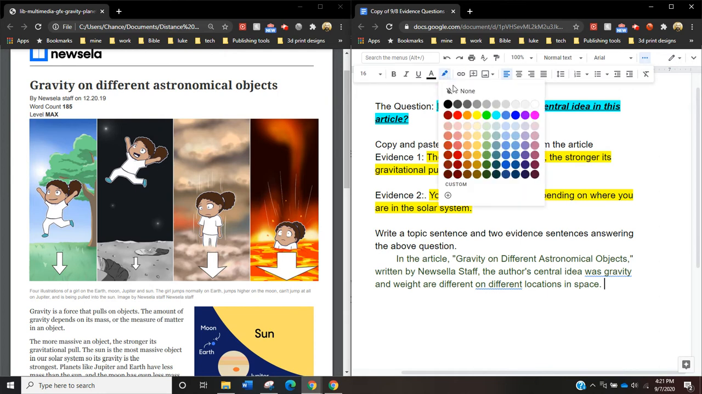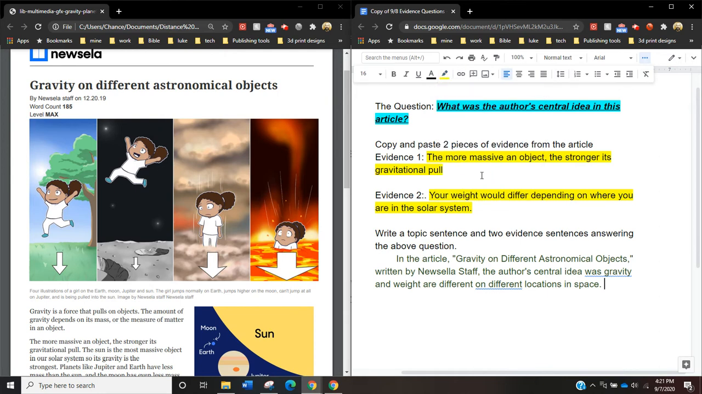Now let's go ahead and write an evidence sentence. Okay, I know for writing an evidence sentence, we're supposed to use a transition, so to demonstrate. Then I need to kind of refer to it. The more mass an object, the stronger its gravitational pull. So when talking about gravity, the author stated, and then I could go ahead and just copy and paste that and put that inside my quote. Copy. Paste. I gotta make sure that's inside those quotation marks. And now I have a good evidence sentence.